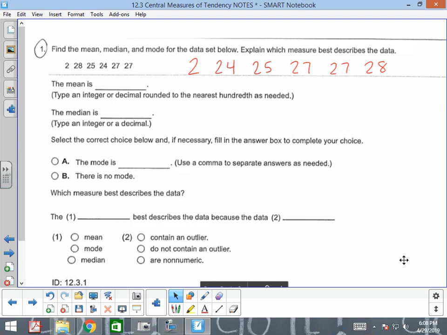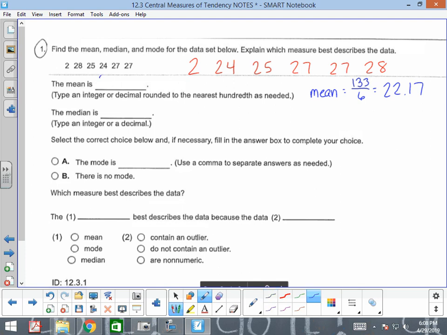All right, so on the first one, for mean, we're going to add up all the numbers together and then divide by how many numbers that there are. Again, there's 6. So when you add them all together, you get 133. Divided by 6 is 22.17. Now, I did go ahead and round that, so make sure you're careful on how they want you to round. This one says nearest hundredths place.